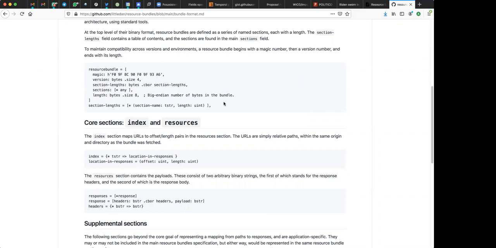Question regarding what we're looking at here. Is this a CBOR array or a CBOR dictionary? The resource bundle, the top level thing.